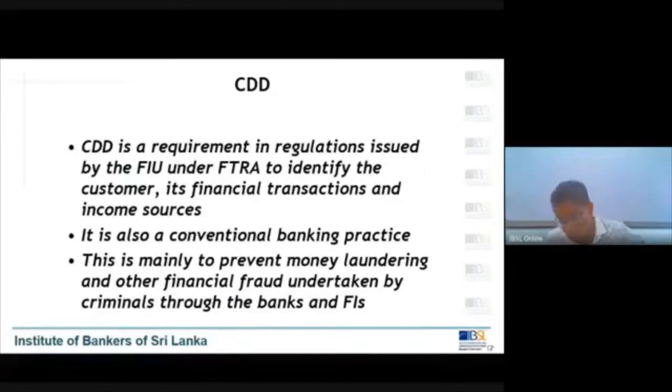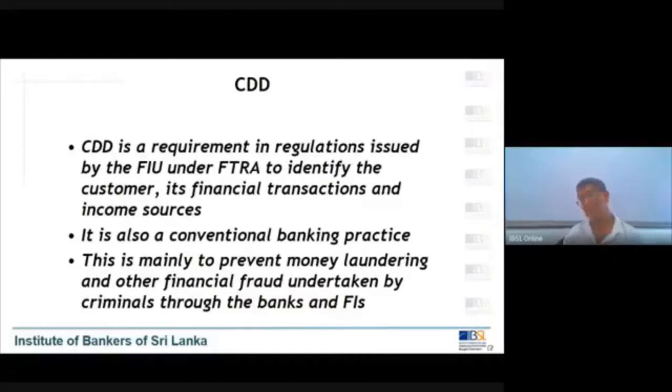And there's another document that also comes, CDD. What is CDD? You can write customer due diligence, CDD. Like KYC, CDD is also requested under what law? The Financial Transaction Reporting Act. CDD is a requirement in regulations issued by the FIU. What is the FIU? I'm going to discuss that a little later. The Financial Intelligence Unit is established under the FTRA, the Financial Transaction Reporting Act, and is situated in the Central Bank as a separate unit. It looks after money laundering, terrorist financing and KYC activities, and identifies financial transactions.